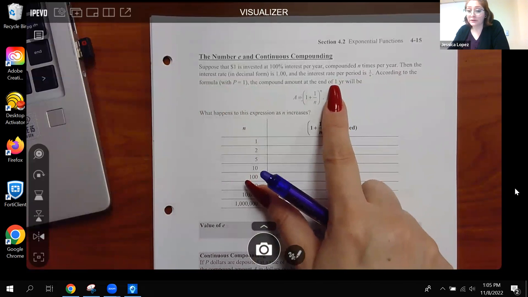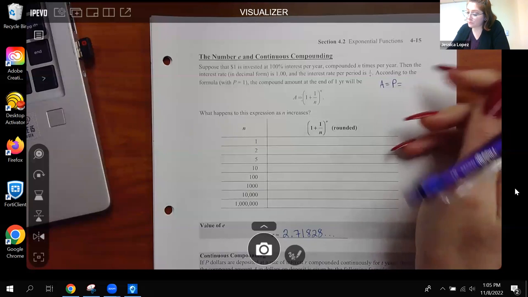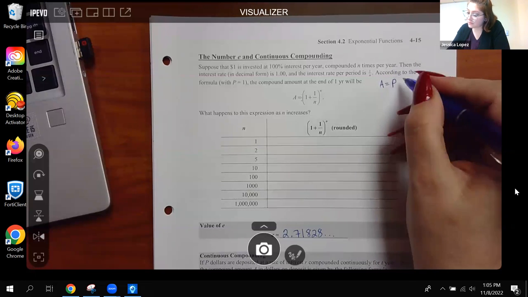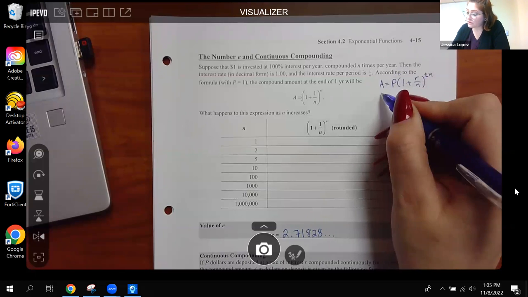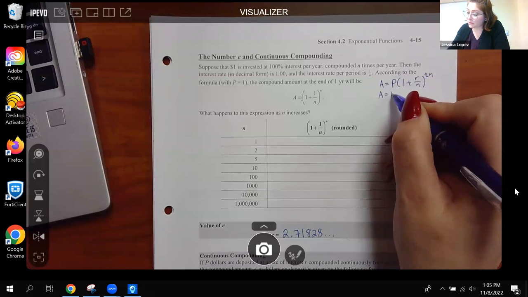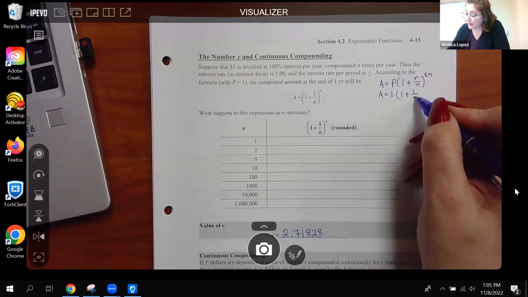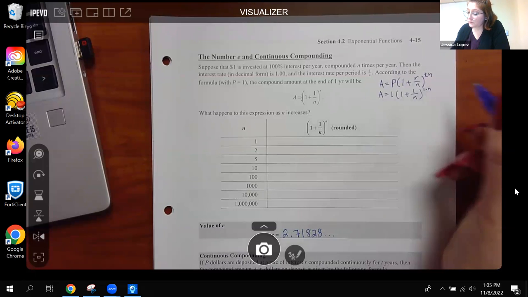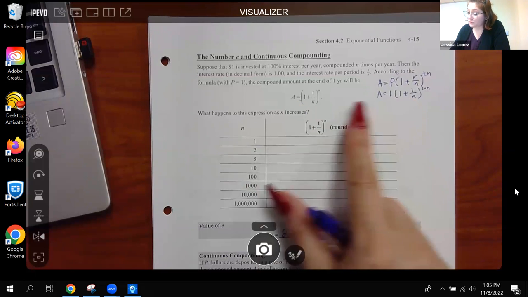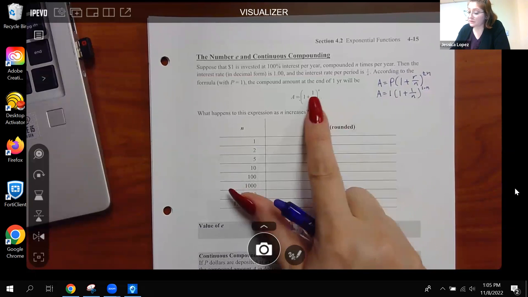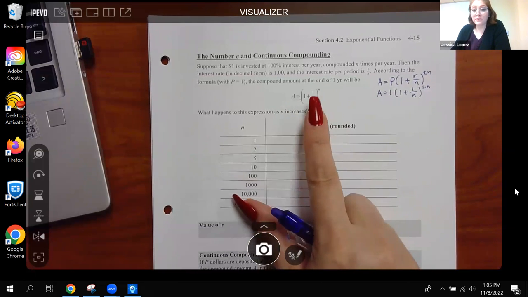And according to the formula with P=1, the compound amount after the end of 1 year. So now T is 1. So here you had A equals P times parentheses 1 plus R/n to the nT. And you're telling me that P is $1, R is 100%, which is 1, and T is 1 year. Well, what is that? You don't have to write the 1 in the front. You have 1 plus 1/n, and what's 1 times n? It's just n, okay? So this is the formula to figure it out.